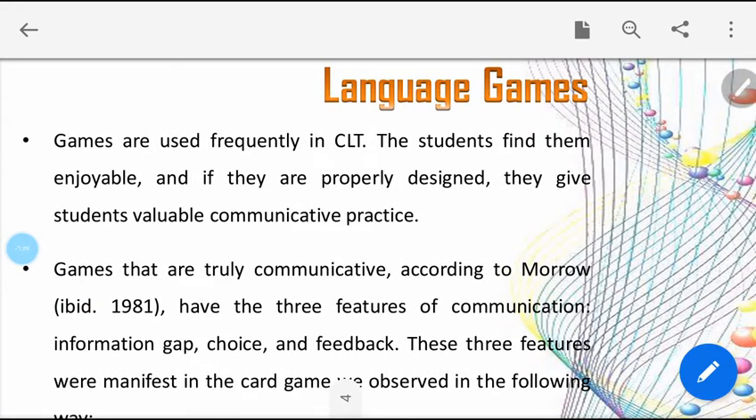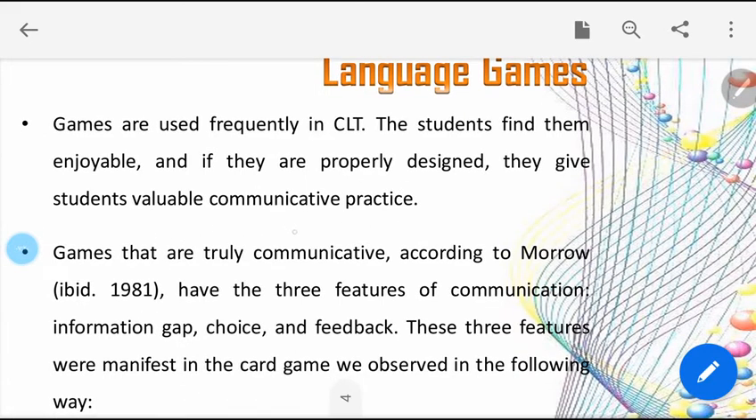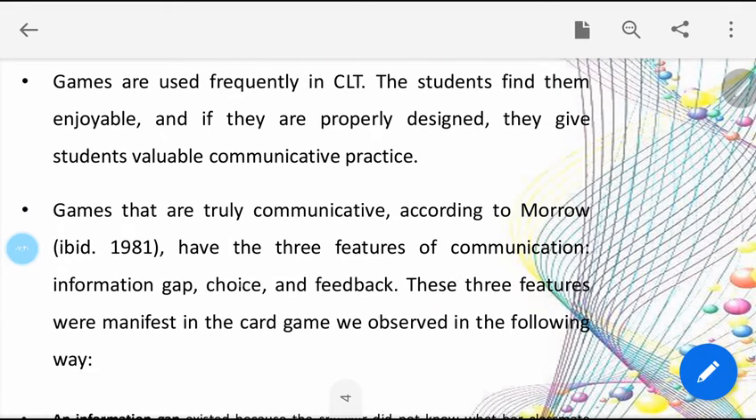Games are used frequently in CLT. The students find them enjoyable, and if they are properly designed, they give students valuable communicative practice. So in addition to enjoying playing games, these games give valuable communicative practice. They practice, they interact, they use the target language to communicate with other group members. Games that are truly communicative, according to Morrow, have three features of communication: information gap, choice, and feedback.